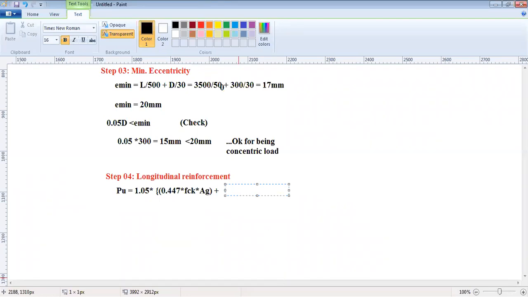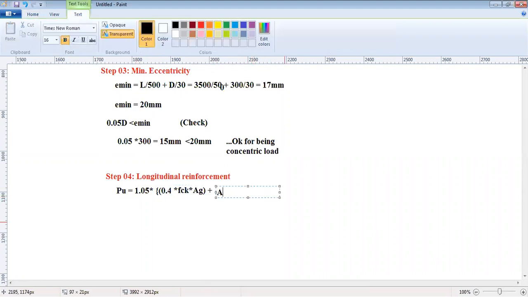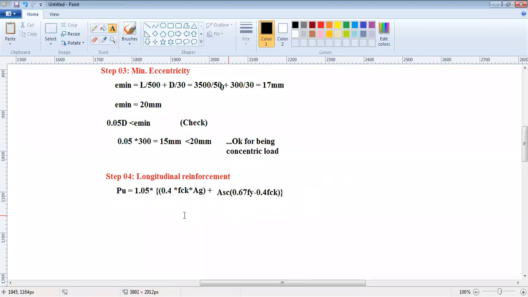Not 0.447, this is just 0.4. You have to take 0.4 fck into Ag. Then you have Asc into 0.67 into fy minus 0.4 into fck. This is the formula.